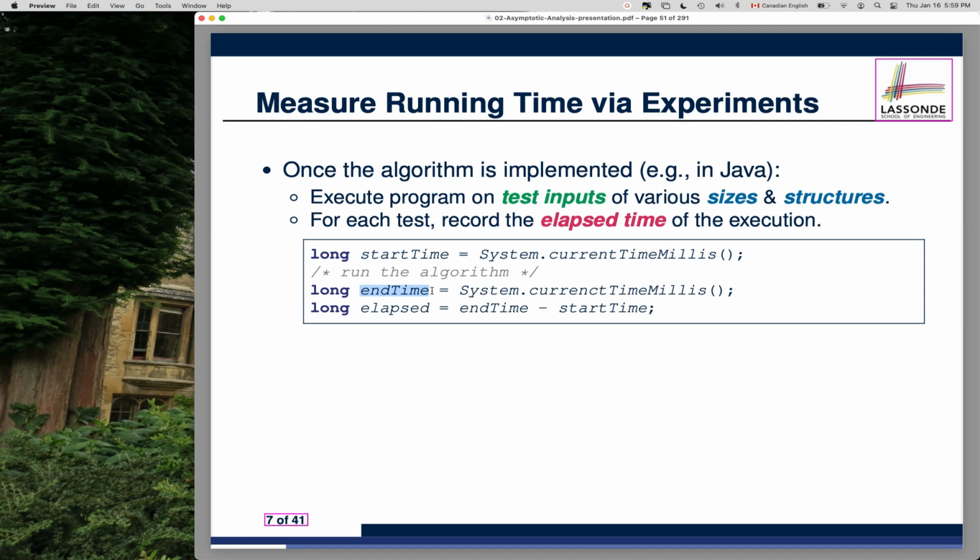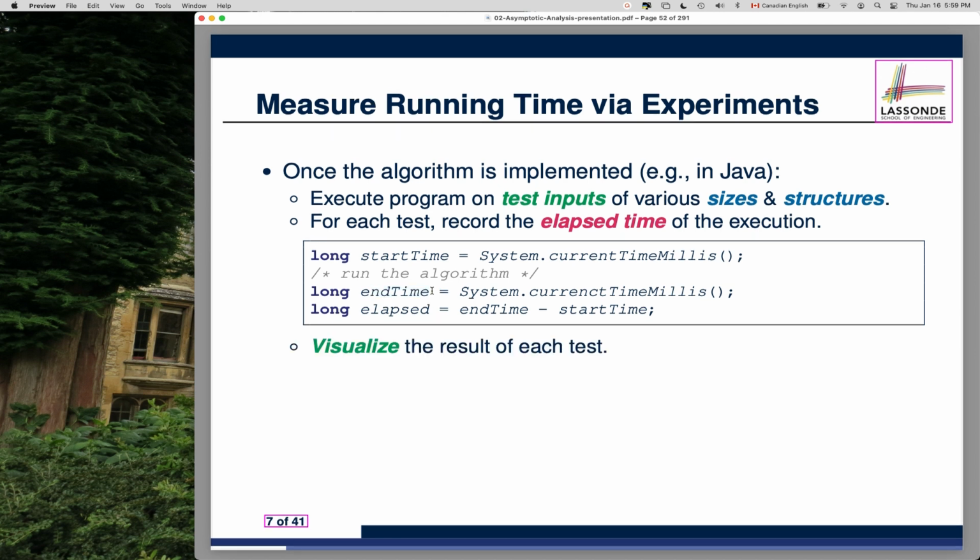Okay? But let's now talk about this one here, just for completeness. You're going to measure the running time. Maybe you have 2 algorithms to compare, to decide which one you should choose. You measure the elapsed time for one, you measure the elapsed time for the other, for various input sizes and structures. Ultimately, you have to present the result to somebody about your design or implementation decision. So you're going to visualize it, right?